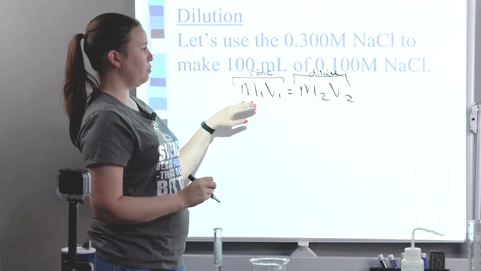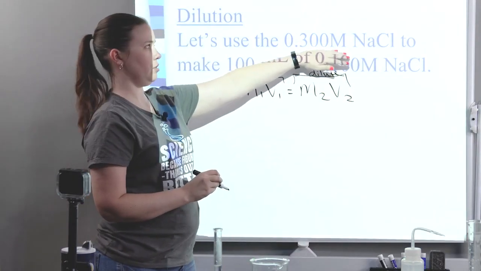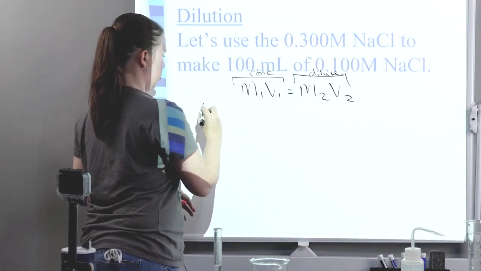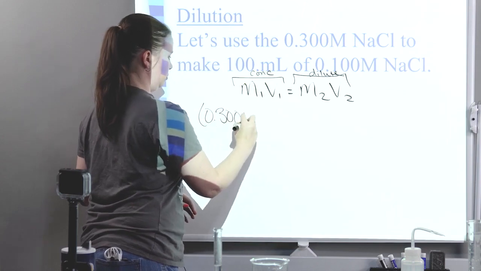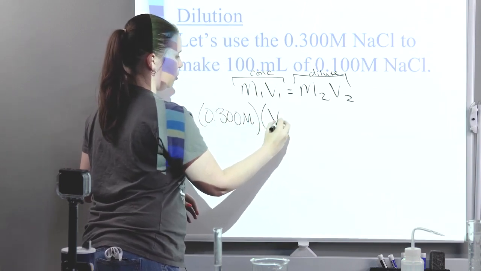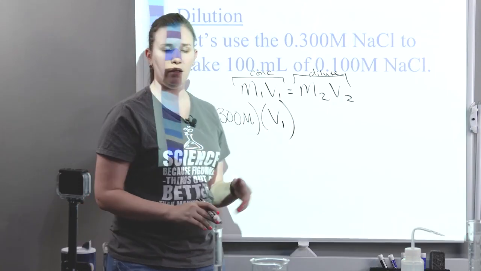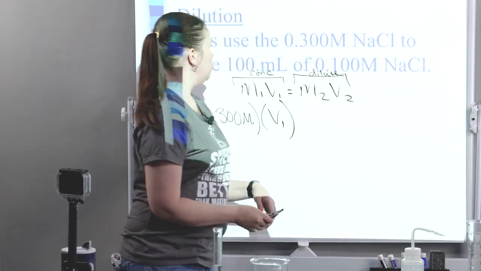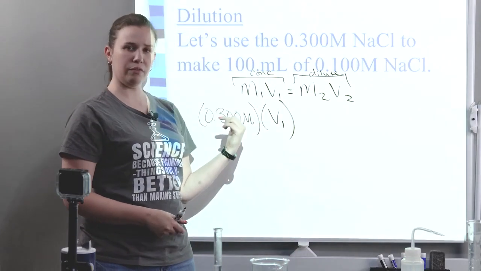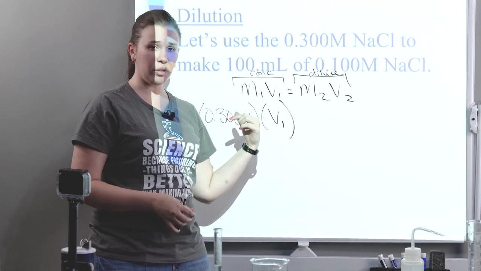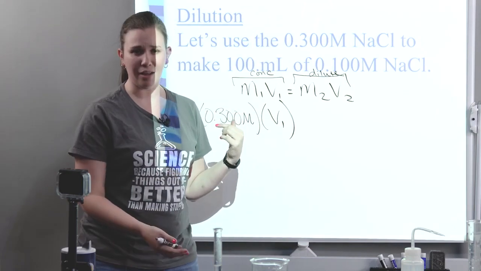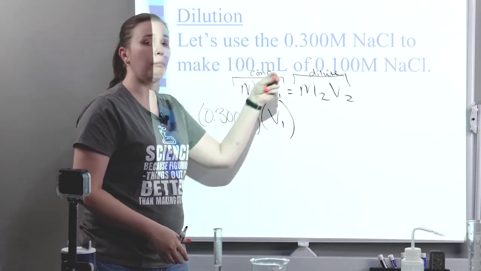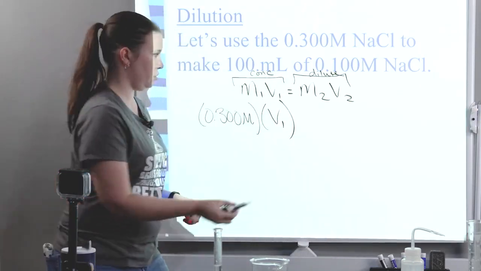Okay, so do I have the concentration of the concentrated solution? The concentrated solution would be the one with a higher molarity. So that would be the 0.300. And you're never going to know the volume of that guy. Yes, I know I made 250 milliliters of solution, but would it make sense that I would use all 250 milliliters of solution to make only 100 milliliters of something that has more water added to it? We're not using the 250. We need to find out how much of that 250 to use.